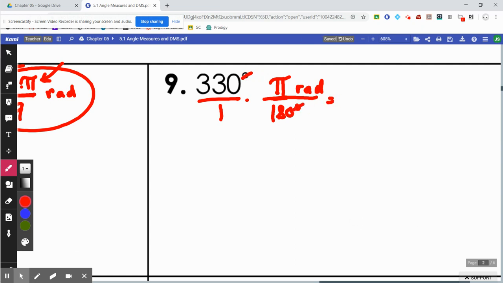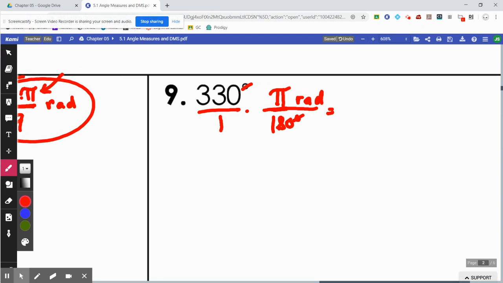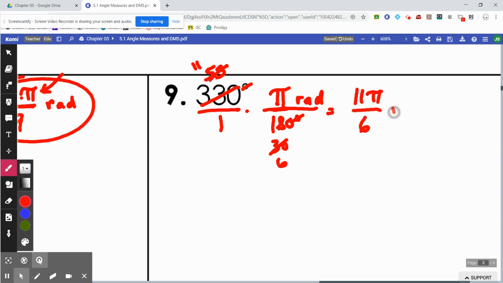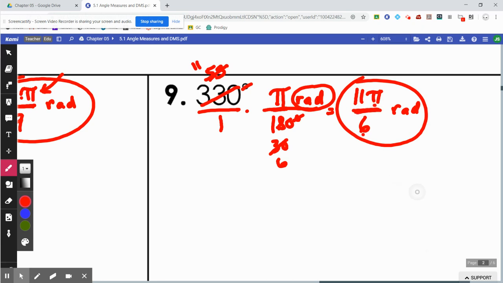Let's reduce, and you can always reduce twice if you can't think of something that'll divide into both of these. I know that 6 will, and that will leave you with a 55 and a 30. And then 5 will divide into that. That leaves you with 11 and a 6, and you're done. So on top you have an 11 pi. On bottom you have 6. And now that is in radian measures. Again, you can always check this by taking 180 and dividing it by 6. That's 30, and multiply that by 11, and that gives you 330.